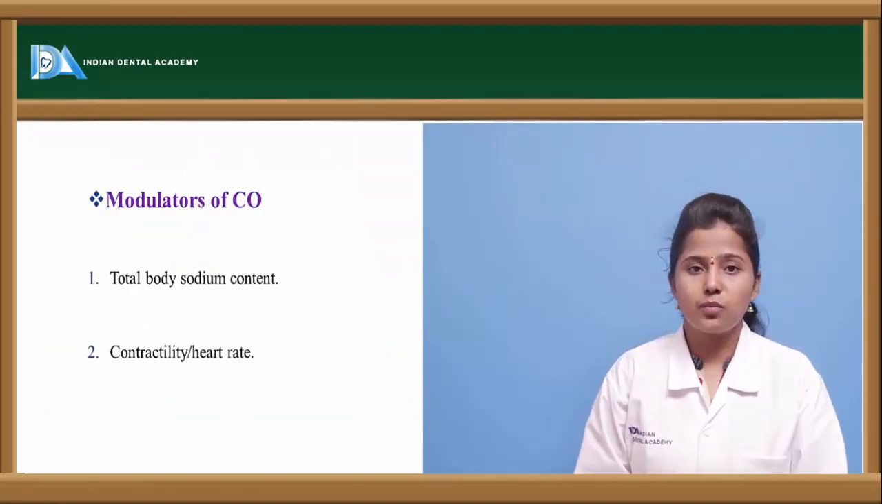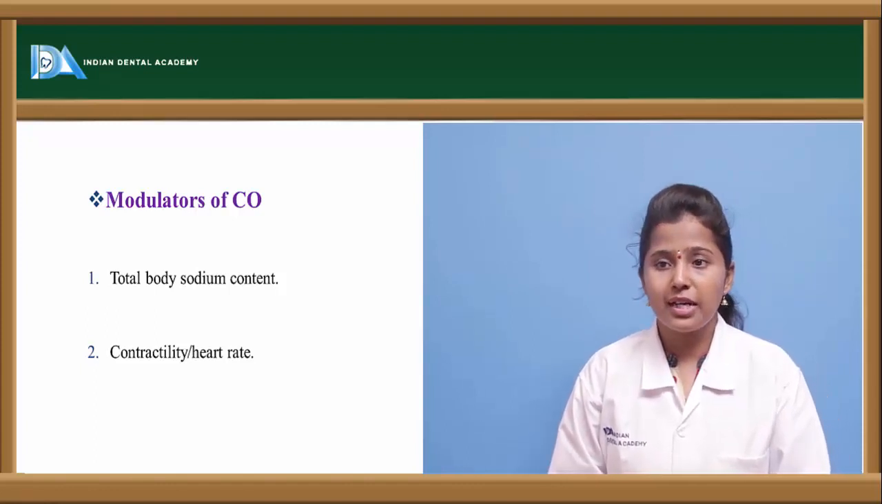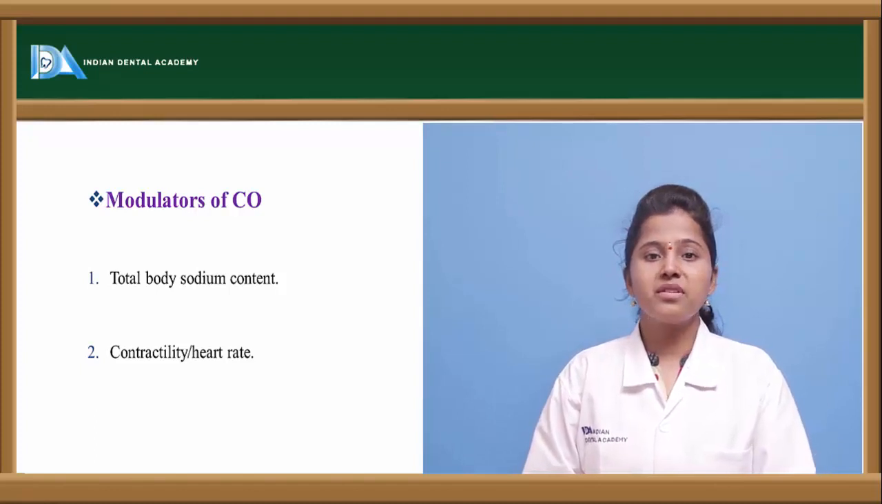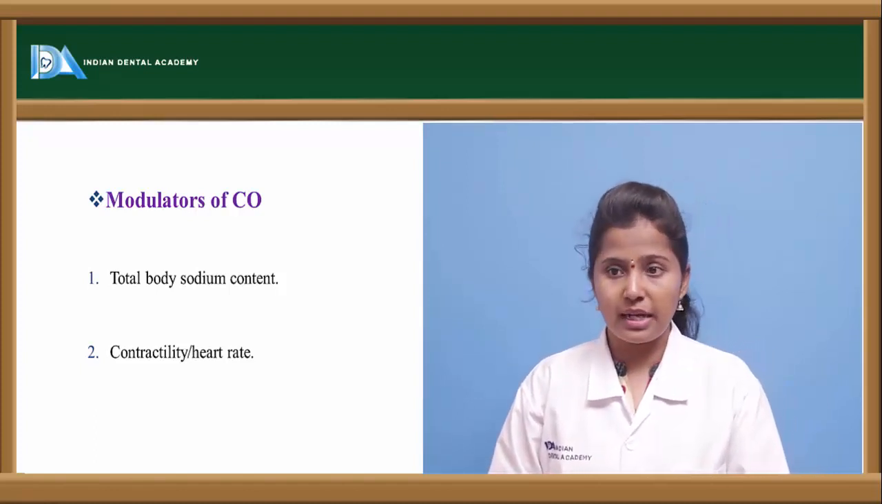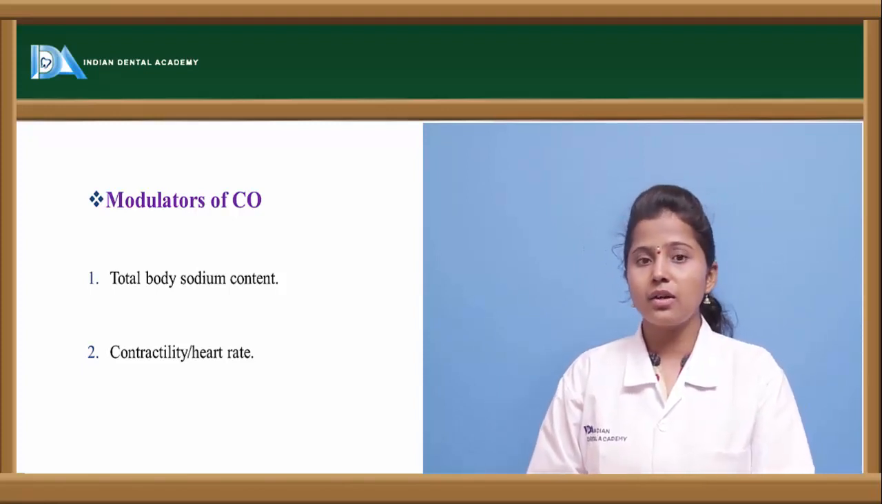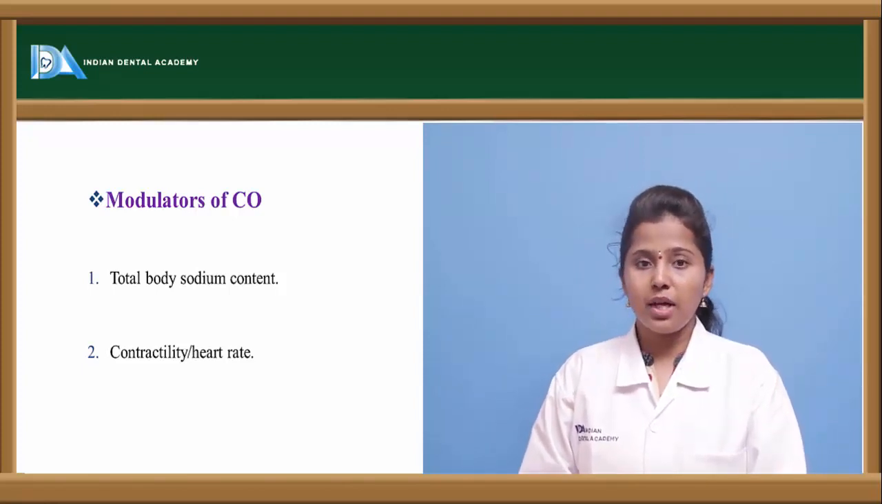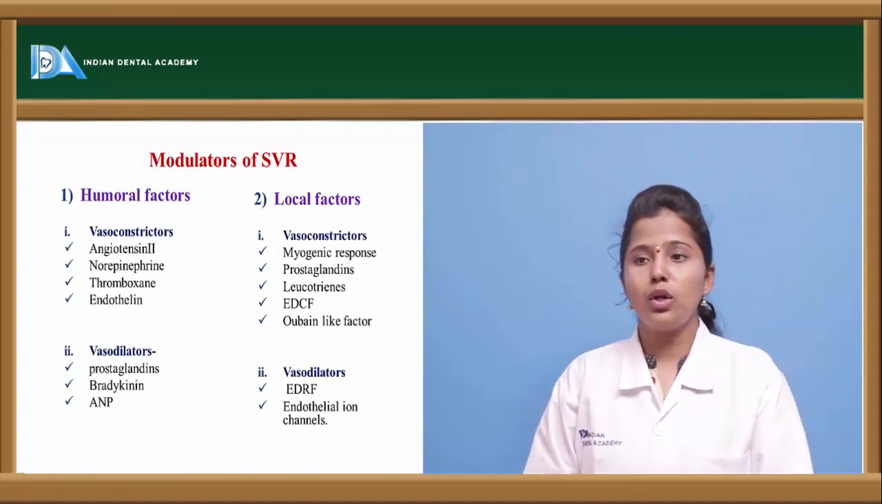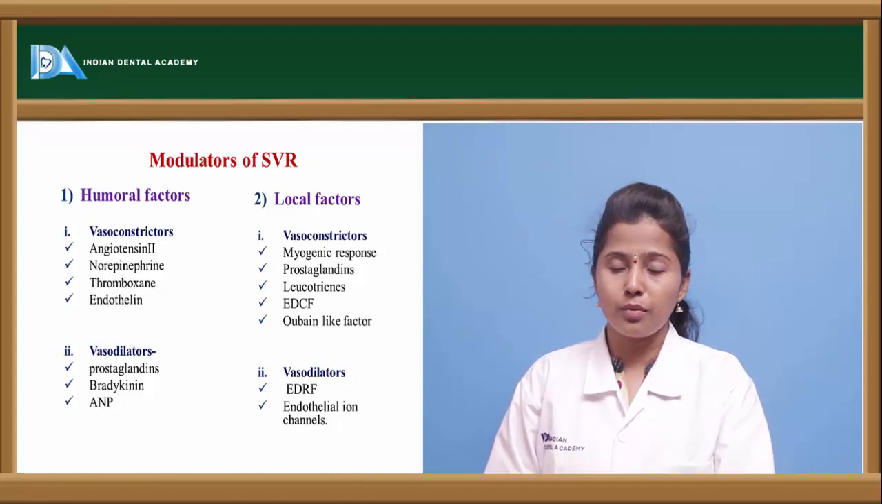Modulators of cardiac output. Cardiac output can be modulated by total body sodium content. Based on the sodium present in the body, cardiac output can be calculated, and the contractility or heart rate. Based on the contractility of the heart or heart rate, cardiac output can be modulated or calculated. And what are the modulators of stroke volume resistance or systemic volume resistance?